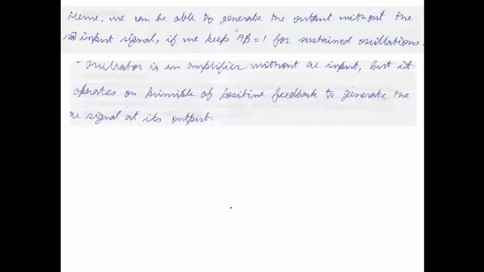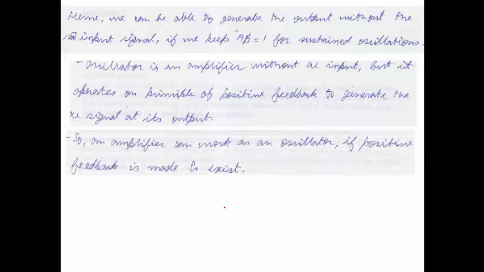Now an oscillator is an amplifier without any AC input, but it operates on the principle of positive feedback to generate the AC signal at its output. That is the way we say that without any input we can generate the output. So an amplifier can work as an oscillator if positive feedback is made to exist. If you can get positive feedback within an amplifier, then the typical amplifier circuit, which includes the amplifier and the feedback network, will be converted to an oscillator.